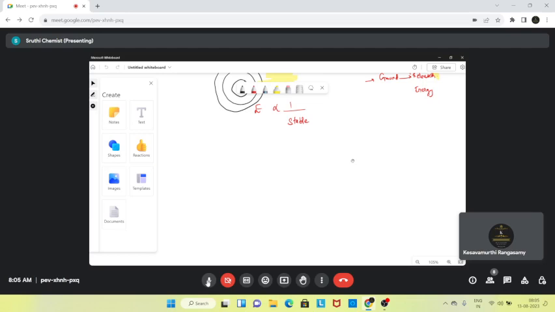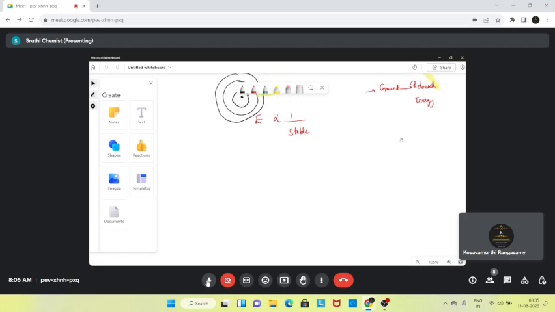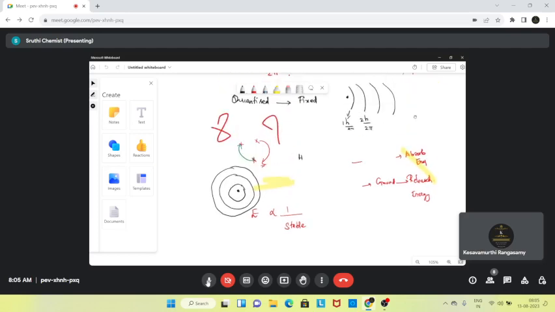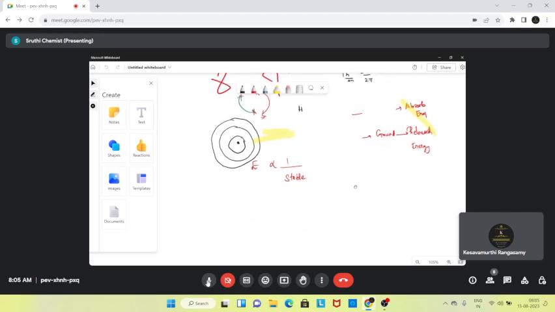So I think the photoelectric effect is over in the last class. We just started the Bohr model. So we'll come to the Bohr model. We'll start with the Bohr model.